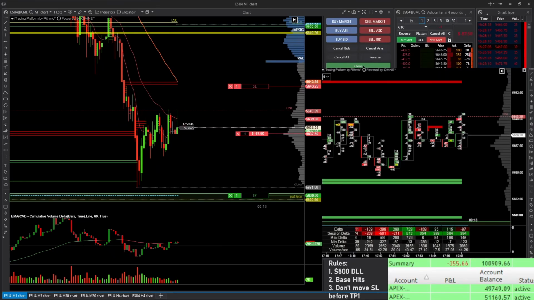NQ is moving higher and is the stronger asset in this case, in the sense that we rotated, we pushed much lower from NQ, and it seems like it's wanting to bounce back from this area.